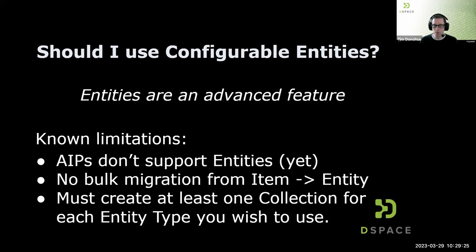But they have some known limitations right now in DSpace 7. They don't support AIPs, the AIP backup and restore process. So if you're dependent on that process, you may not want to use entities right away, or at least be aware of their limitations there. There's also no way currently to migrate in bulk old items into entities, or even old collections into entities if you're trying to represent your content in a different way.